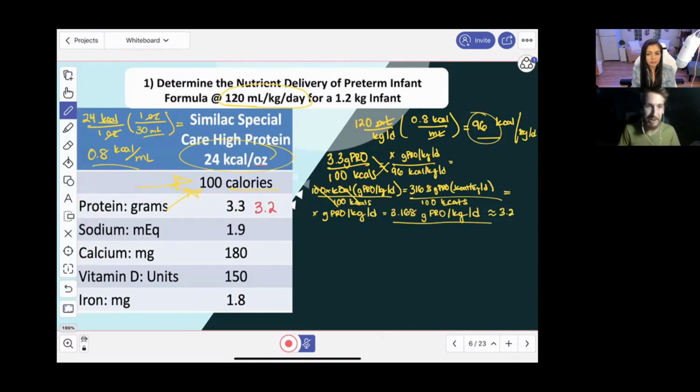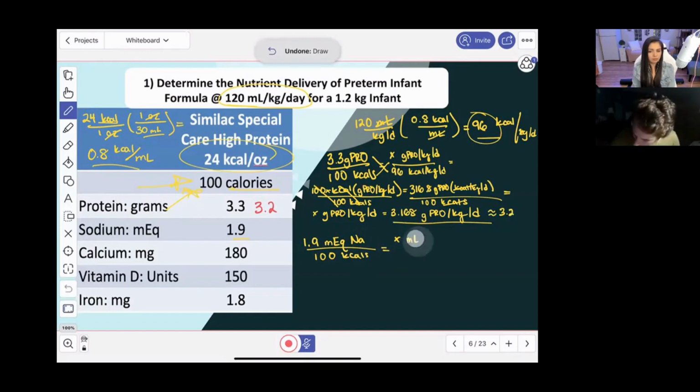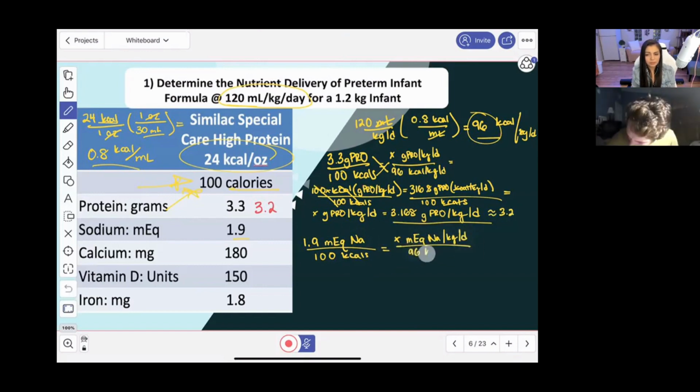Now we're going to move on to the sodium. So we're just going to write this equation out again. We're doing just more proportions. A lot of this is about proportions. So we're going to do the 1.9 mEq, which is milliequivalents of Na, over 100 kcals is equal to x milliequivalents of sodium per kilogram per day over the same amount of calories.